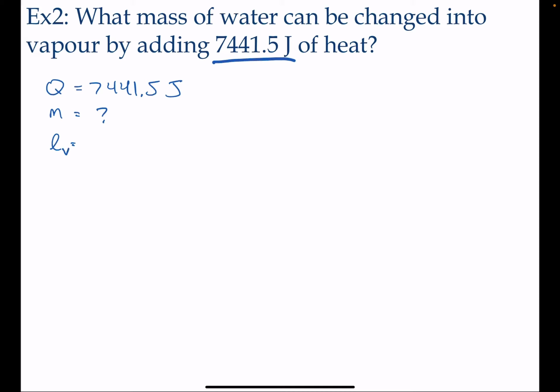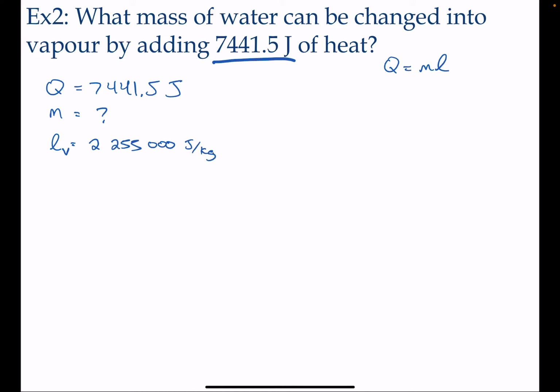And the number is, if you look it up, it's 2,255,000. That's a big number. So there's a lot of number there. Anyways, we just kind of know that, yep, it's a big number. And I was going to figure out the units. Q equals mL. Don't have the number in front of me, so L would be joules per kilogram.